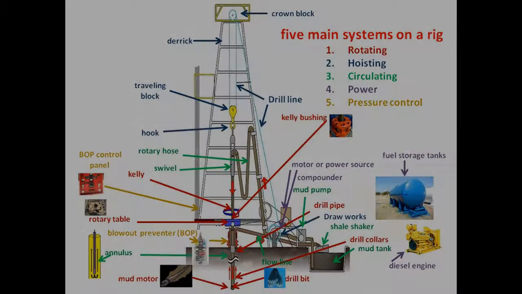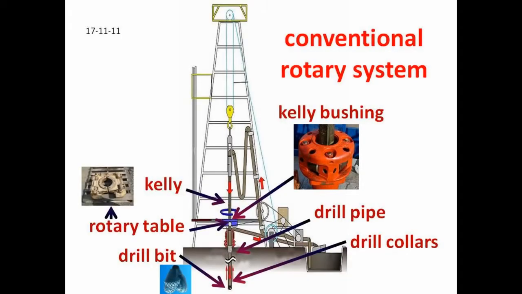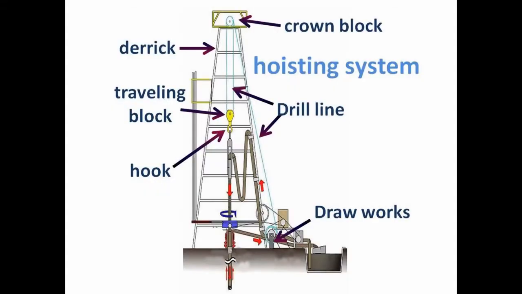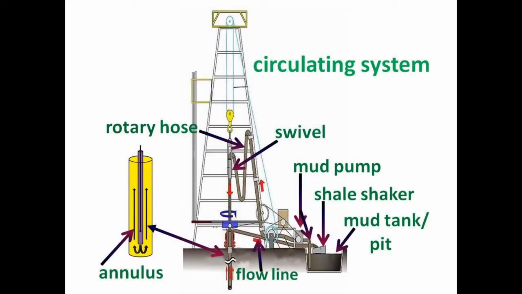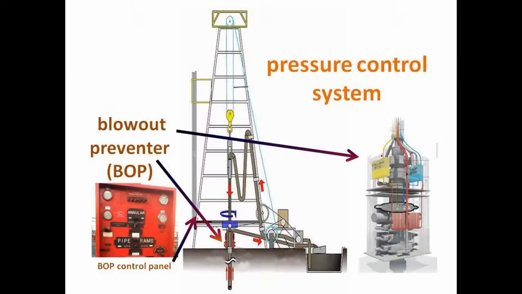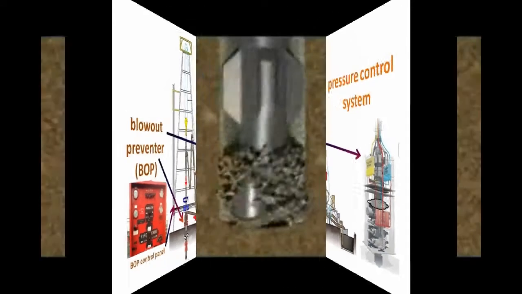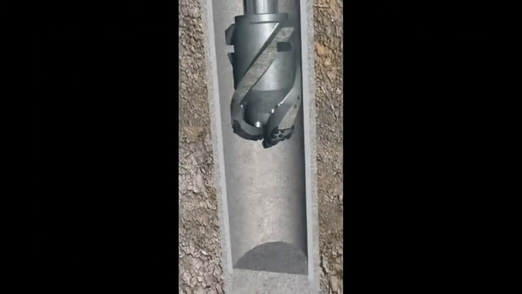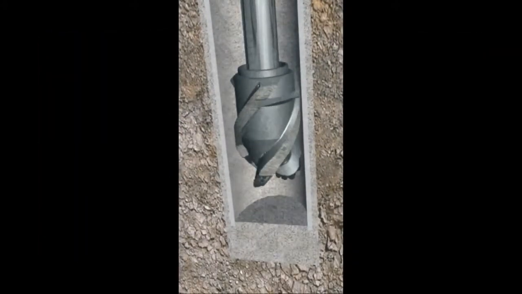Now that we are familiar with the different components in the 5 systems, let me explain in detail how each of these 5 systems function to make and support the wellbore and drilling process. We'll start with the rotating system. Basically, within the rotating system, the drill bit turns, cutting the rock and making the hole.